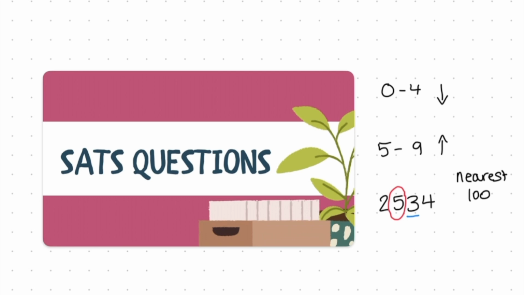And our bossy neighbour is going to tell us whether we're going to go up to 2,600 or down to 2,500. And as we can see, our 3 fits in the 0 to 4, we slide to the floor. So therefore, our 3 is going to make us go down to our nearest 100. So our nearest 100 for 2,534 is 2,500. Everything before our hundreds column stays the same, so the 2 stays the same. But everything after our hundreds column turns into zeros. There are place value zeros.